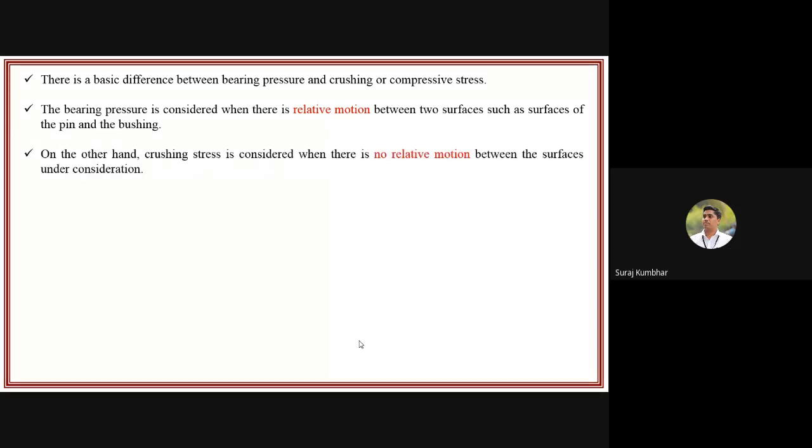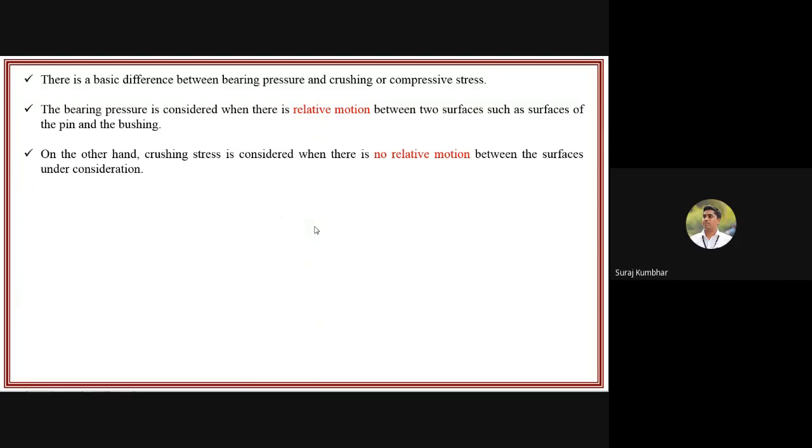On the other hand, the crushing stress is considered when there is no relative motion between the surfaces under consideration. Because in the case of a quarter joint, the quarter is totally tightly fitted in that spigot, and there is no relative motion between that quarter pin and that particular spigot end. So that's why we have considered crushing stress there.